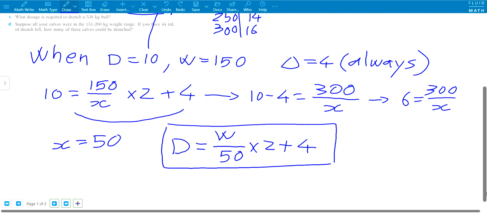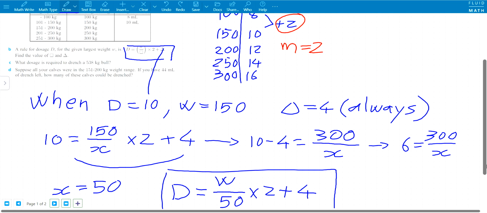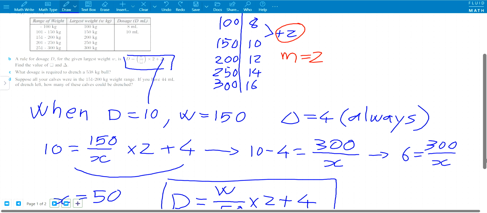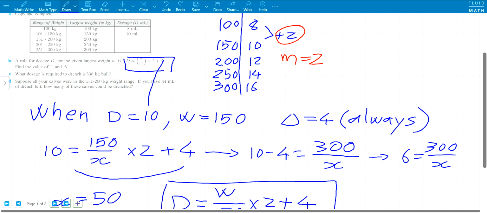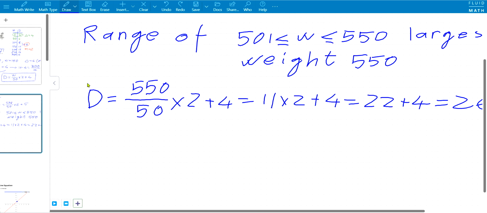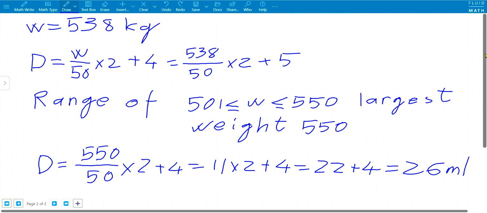Okay, that's my equation. Now the next thing they are asking us to do is what dosage is required to drench a 538 kilogram bull. So let's have a look at this. All right, now I would be tempted to say, all right, W is 538 kilograms. Therefore, the dosage is going to be W over 50 times 2 plus 4, which is 538 over 50 times 2 plus 4.